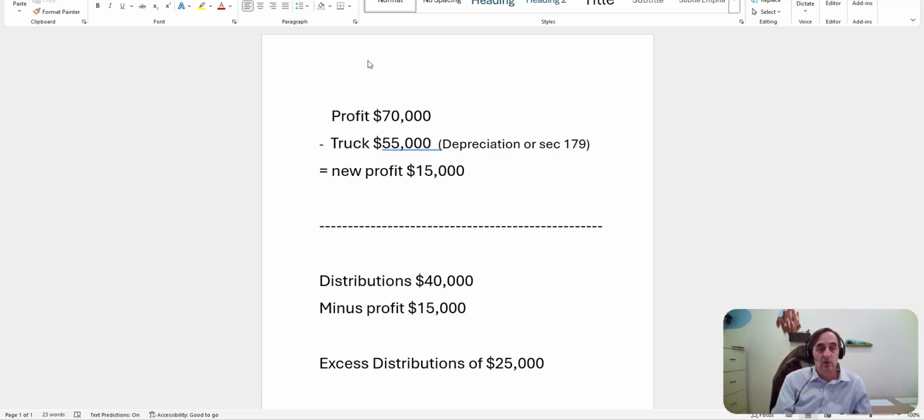We call these toilet bowl deductions. If you throw the money away, you don't pay tax on it. Now, unfortunately, he had already taken $40,000 in distributions out of the business. And the IRS says any distributions you take that are bigger than your profit are taxable as excess distributions. So if I take the $40,000 minus the $15,000 in profit he actually showed, he's going to owe tax on $25,000.